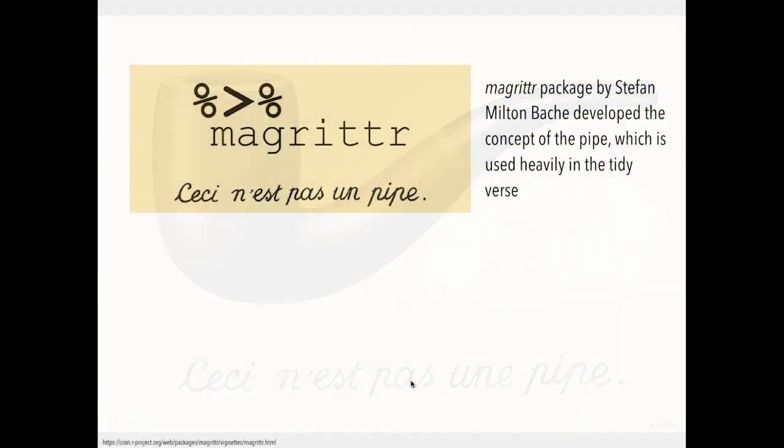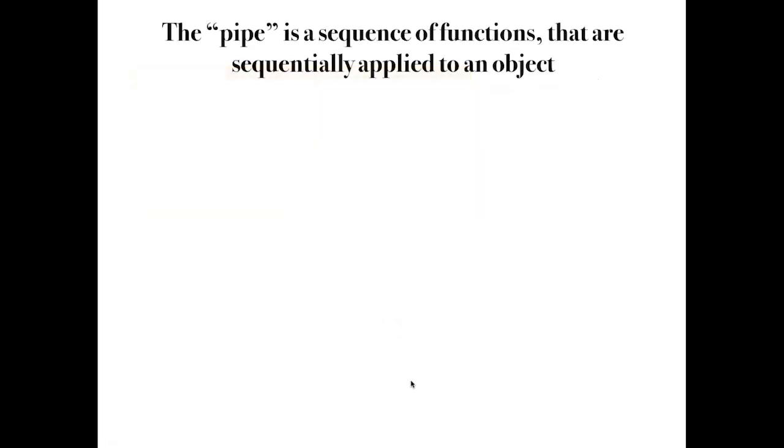Anyhow, this concept of a pipe has been used in a package developed by Stefan Bache, which is used heavily in the tidyverse, which is why I want to take a moment to go over it with you now. The concept here is that anytime you see a pipe, you say and then. The pipe is a sequence of functions that are piped together and sequentially applied to an object. So you can string functions together, and we do this with the pipe.